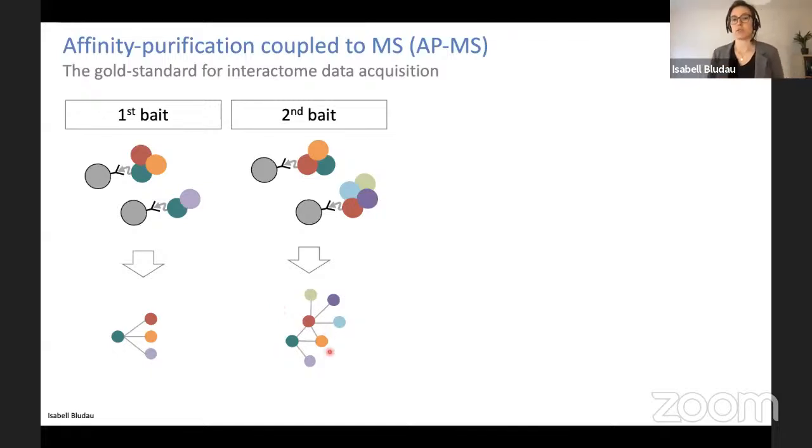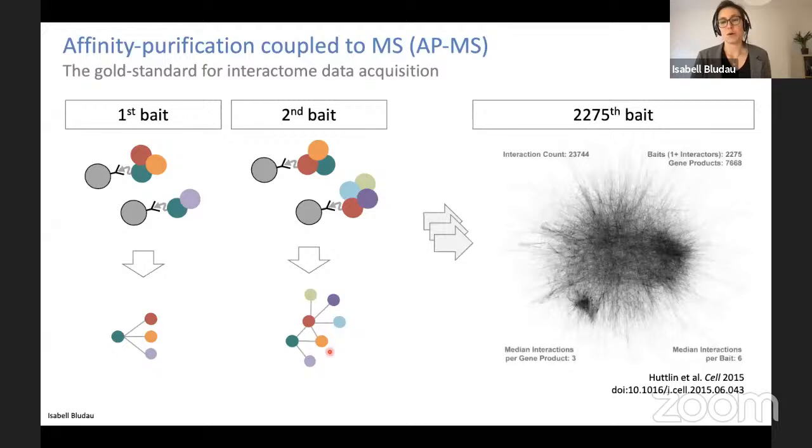If we now, however, want to look at the interactions in an entire cell, then we actually get fairly complex very quickly. So here I'm just showing one example of the massive BioPlex effort that has been led by Ed Huttlin et al. And here the goal was actually to get a handle on the entire interactome of the human cell by tagging all human open reading frames. And here you can see the interactome hairball of more than 2,000 baits already.